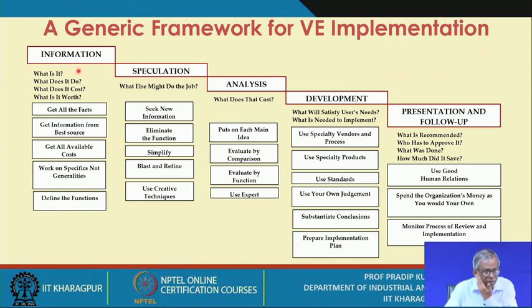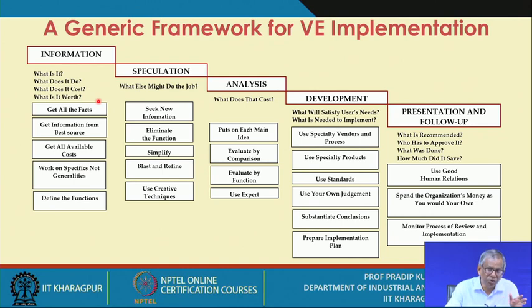While you are in the information phase, you ask: what is it? That means, what is this product? What does it do? In clear and specific terms, you must be able to define it. You must know what it does. What does it cost? You must have this idea. What is it worth? That means, what is its value? So in a systematic manner, you must ask these questions.